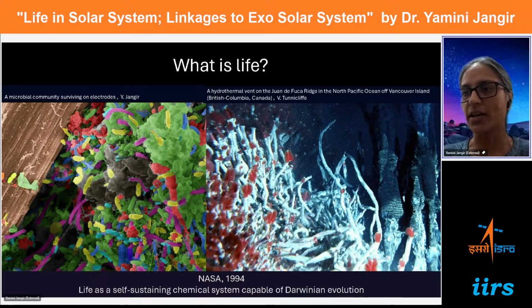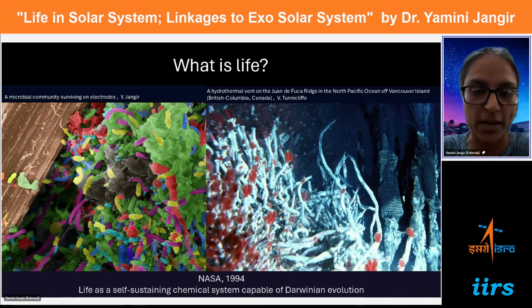So let's go on by defining what life is, as written by NASA. NASA defines life as a self-sustainable chemical system capable of Darwinian evolution. So if we ever go to exoplanetary systems or even extraterrestrial systems, what kind of life will be there? They have to be self-sustainable, and they have to be Darwinian. They have to have evolution. So this is a very limiting definition.